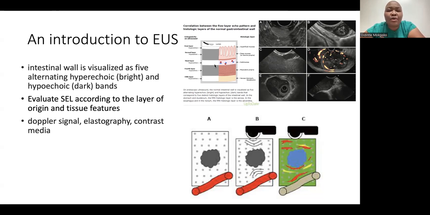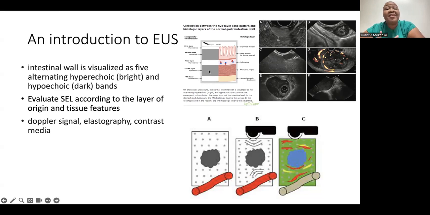So it looks whiter on ultrasound, and hypoechoic or dark bands tend to be the bands that have a lot of muscle in them. So the second layer is going to have a lot of muscle in it, which is the muscularis mucosae, and then the muscularis propria, which is the 4th layer here.